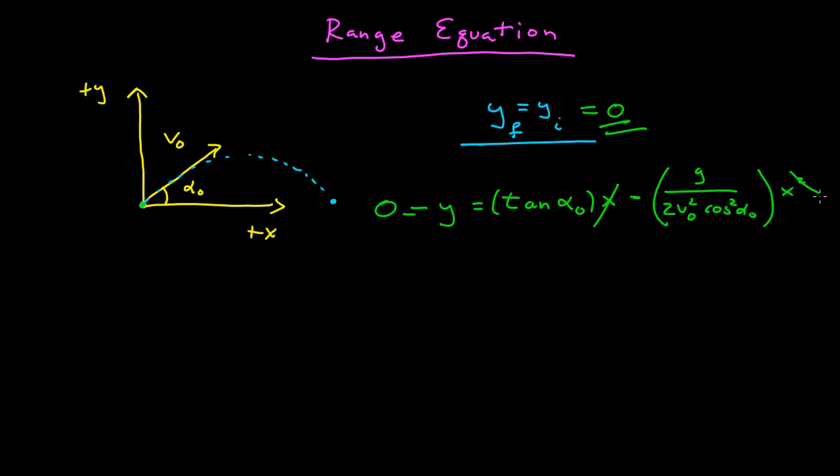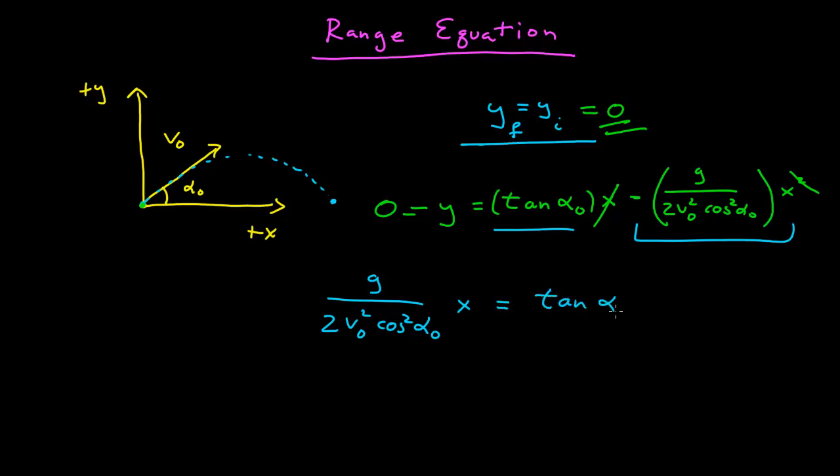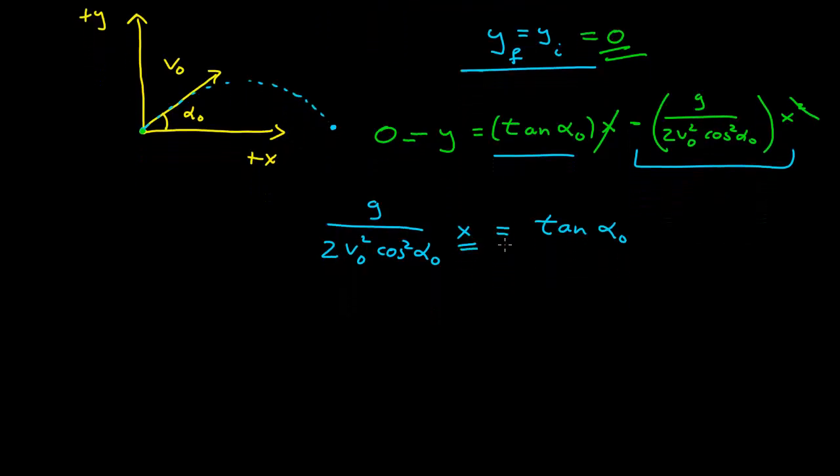So if this now is equal to 0, the first thing we can do is factor out and divide by one factor of x. Then we bring this term to the other side to make it positive, and so we'll have g over 2 initial launch speed squared cosine squared of launch angle times x is equal to tangent of the launch angle. And so now what we want to solve for is x, which is where the range equation comes from, right? We're going to solve for how far in x the object goes.